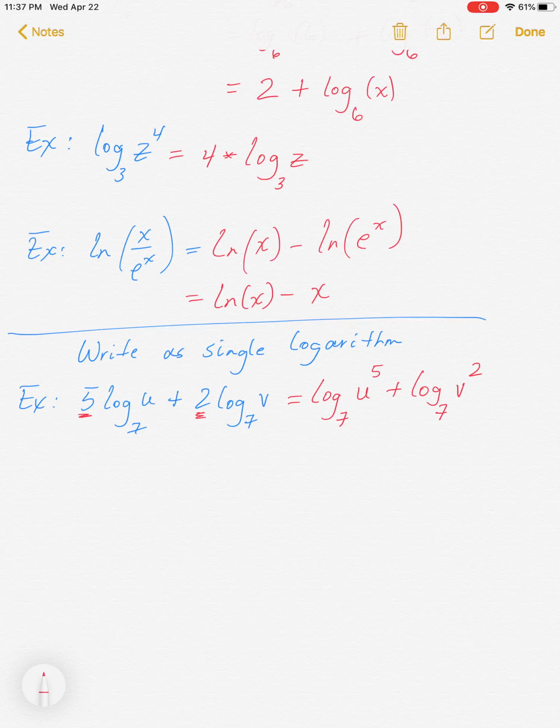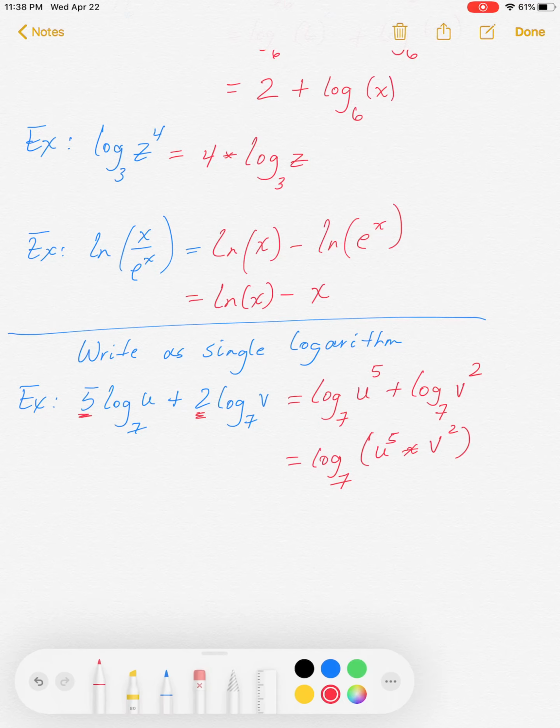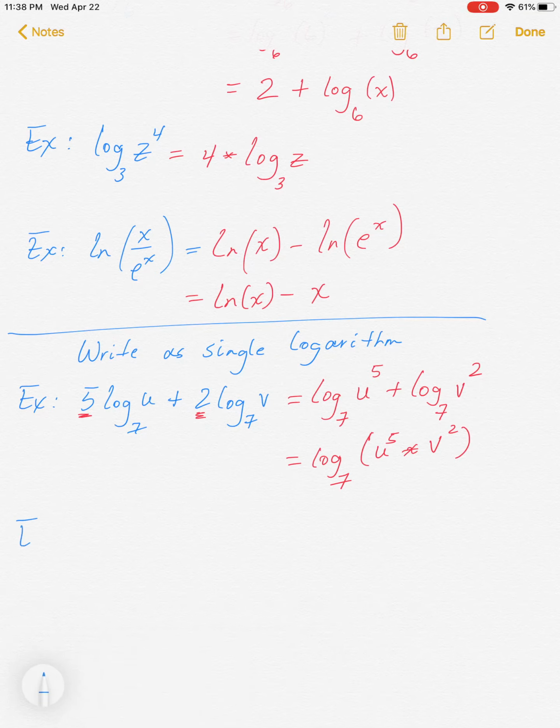Alright, after you've turned those factors into powers, you have the same base separated by addition. If you separate it by addition, you're going to combine it using multiplication. That's what I'm talking about. Y'all are geniuses, man. And that is your final answer. Alright, let's get another example here. Let's amp it up a little taste.